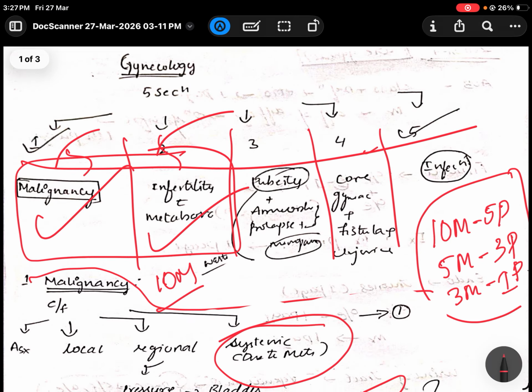Now you have the whole thing in mind. They might also ask you about serum markers, and they might ask you about side effects of radiotherapy.